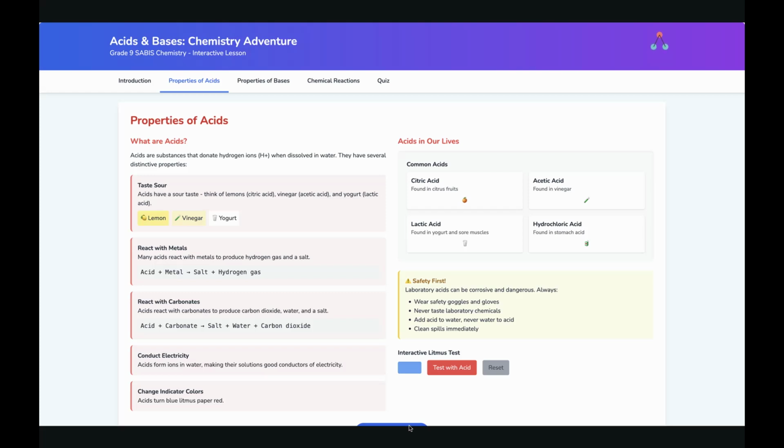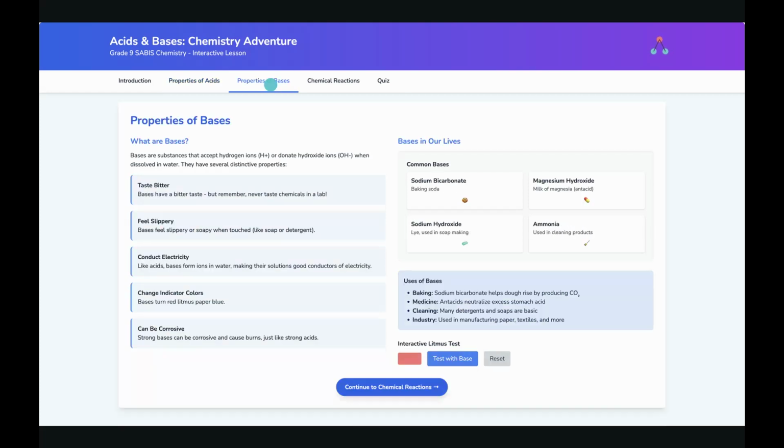And let's see the properties of bases. Bases, on the other side, are substances that accept hydrogen ions or donate hydroxide ions when dissolved in water. They have several distinctive properties. Bases have a bitter taste, but remember, never taste chemicals in the lab. They feel slippery or soapy when touched, like soap or detergent. Like acids, bases form ions in water, making their solutions good conductors of electricity. Bases turn red litmus paper into blue. They can also be corrosive, like acids.